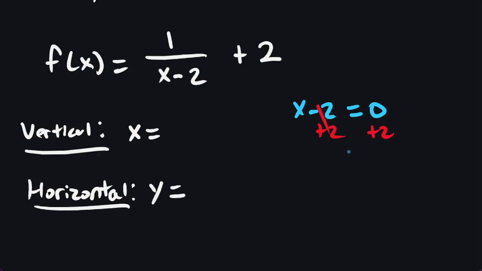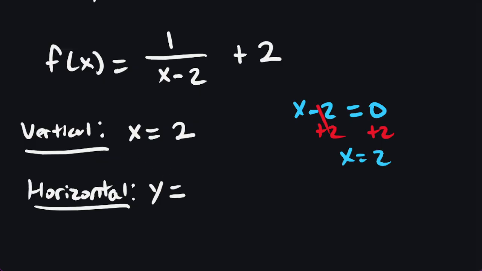We're left with x equals 2. So x equals 2 is our vertical asymptote. We know that x cannot equal 2 because it would cause a 0 denominator. Therefore, that's where our vertical asymptote is. So that's how we find a vertical asymptote. You just set the denominator of the function equal to 0 and solve for x.